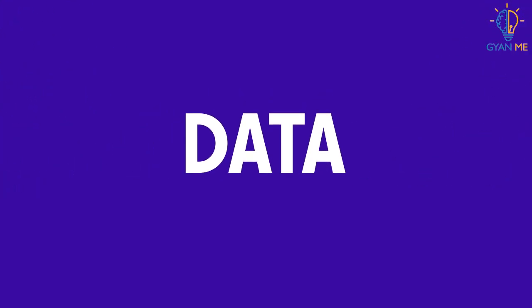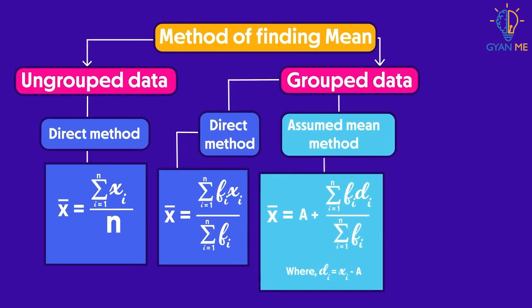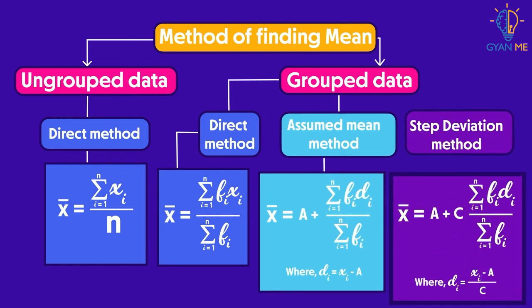Now students, mean for group data can be calculated by three methods: direct method, assumed mean method, and step deviation method. We have already seen the first method in case of grouped data. In the next video, we will see another method, assumed mean method, to calculate mean for the group data.